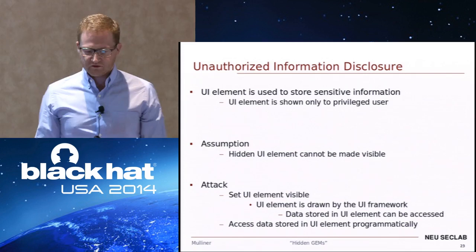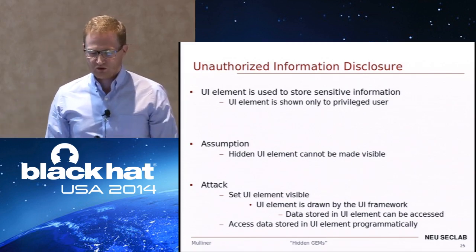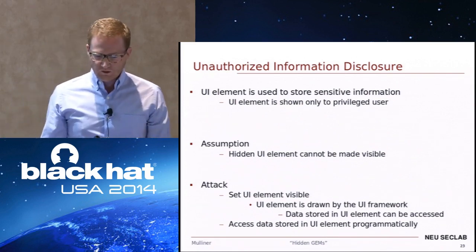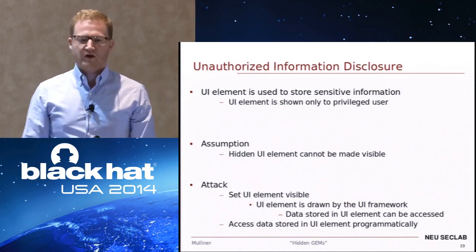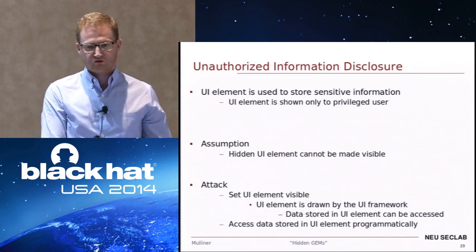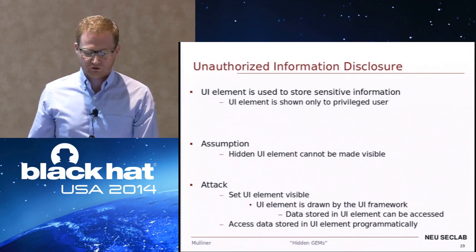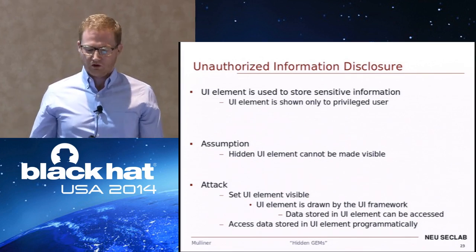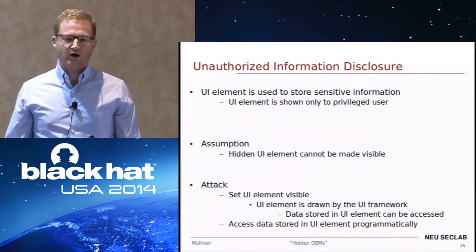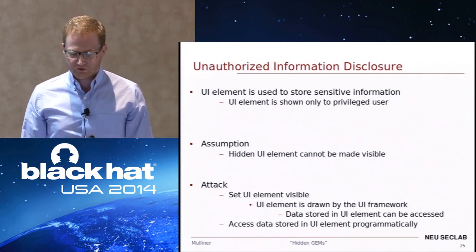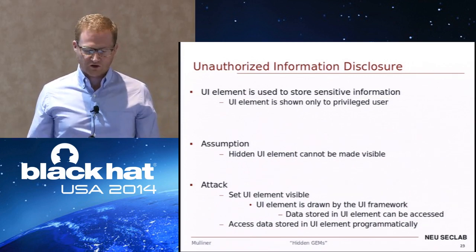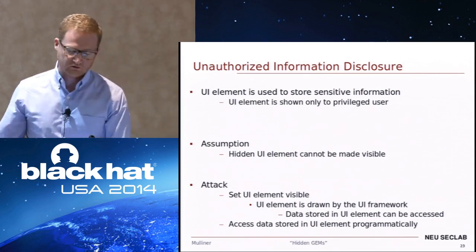The second class is the unauthorized information disclosure. Basically, you have a UI element, and you use it to store sensitive information. The idea is the UI element, for example the window with the account management, is not shown to you if you're not a privileged user. The assumption is, it's shown, the unauthorized user cannot see it, so it's all good. The idea for the attackers: you set the element to visible, and then the UI framework will just nicely draw the UI for you. And you can inspect it or see it with your own eyes. Or if you have a specialized tool, you can directly access the window and write it to a file.